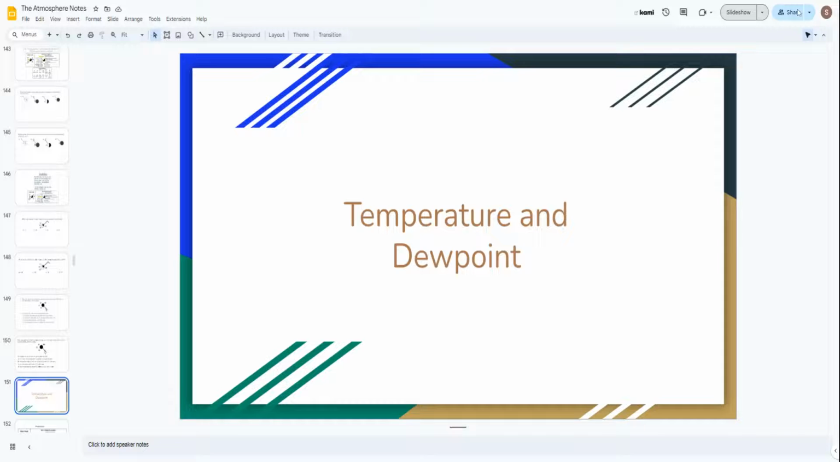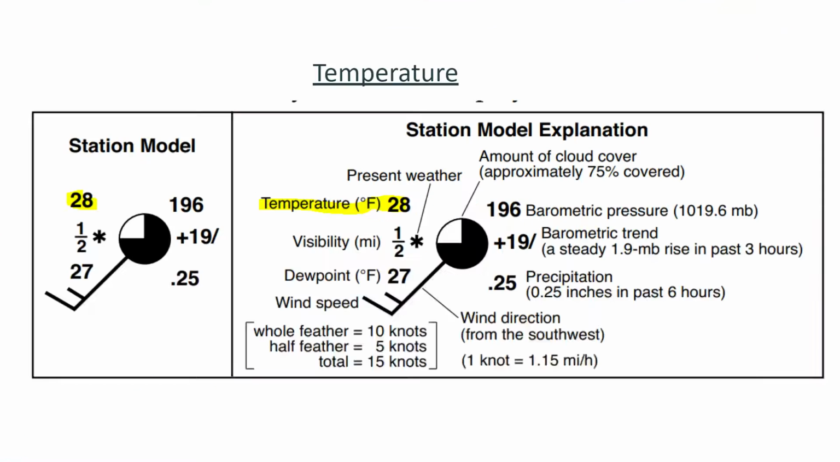Hey guys, so today we're going to talk about how temperature and dew point are represented on station models. If you go on your reference table, page 13, you'll see that temperature is represented by a number in the top left corner of the station model. The placement of all these numbers matters.